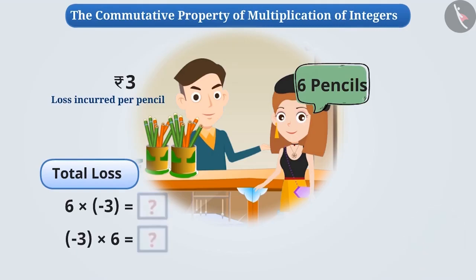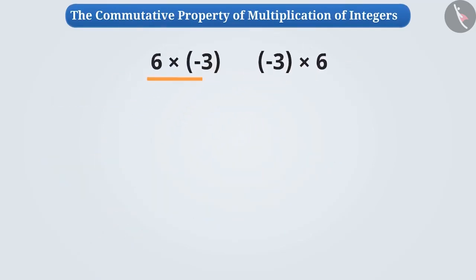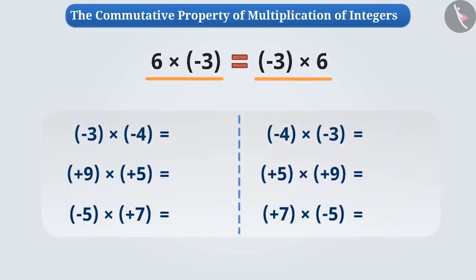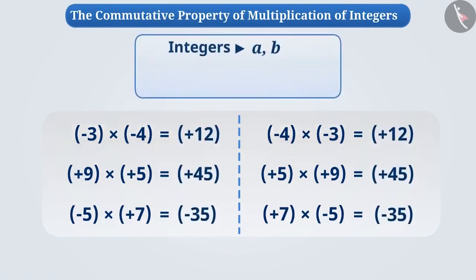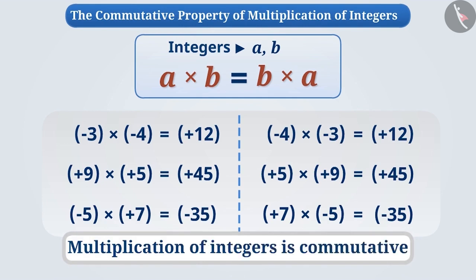Let me tell you. If we solve 6 multiplied by minus 3, then we will get the result minus 18. Similarly, if we solve minus 3 multiplied by 6, we get the same result as minus 18. That is, 6 multiplied by minus 3 is equal to minus 3 multiplied by 6. You can also find similar results from the following examples. Pause the video and verify whether the right side results match the left side results. In this way, changing the order of any two integers for multiplication does not change the result. Therefore, the multiplication of integers is commutative.